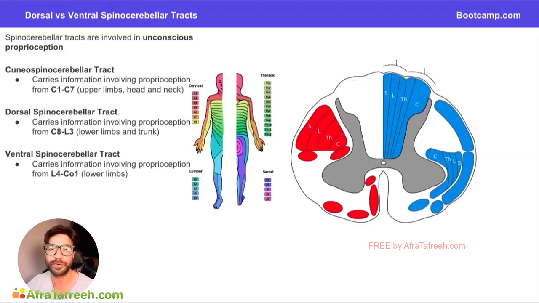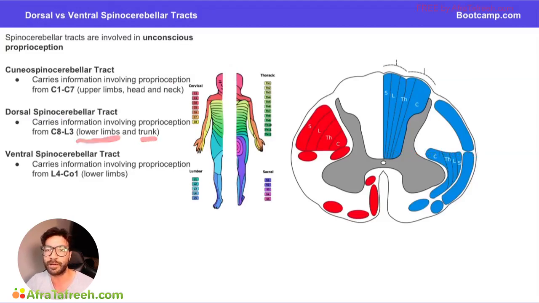We're going to talk about this one first because it carries information from the cervical area. This is carrying unconscious proprioceptive information from the upper limbs, head, and neck, specifically from dermatomes C1 to C7. So if we look at our diagram here, that's going to be a lot of these dermatomes right here, C1 to C7.